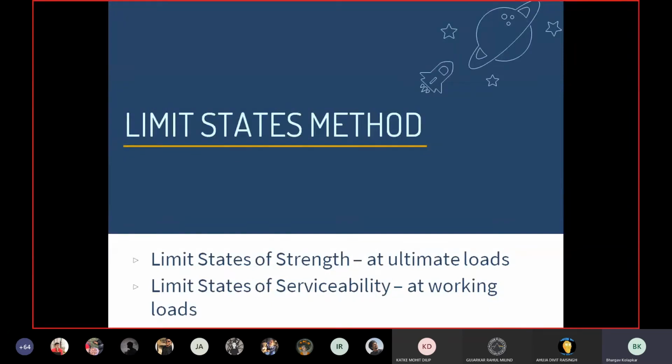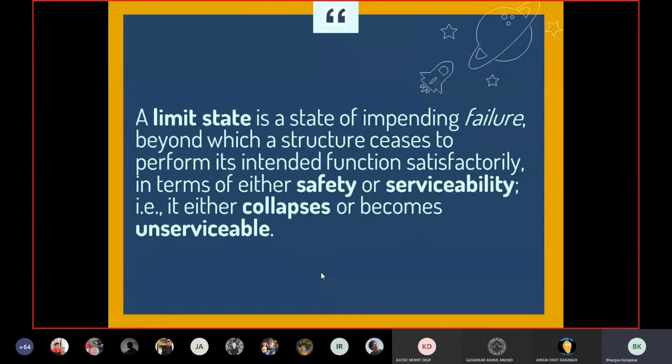Since we just saw that a structure does not have to be only strong, but it also has to be serviceable, there are a number of limit states of strength and limit states of serviceability. Now let us understand what a limit state is. A limit state is a state of impending failure, meaning that it is a state when the structure is about to fail but has not failed.